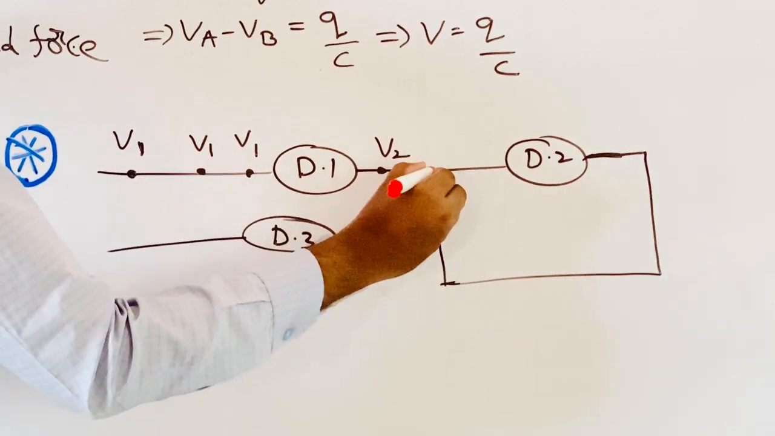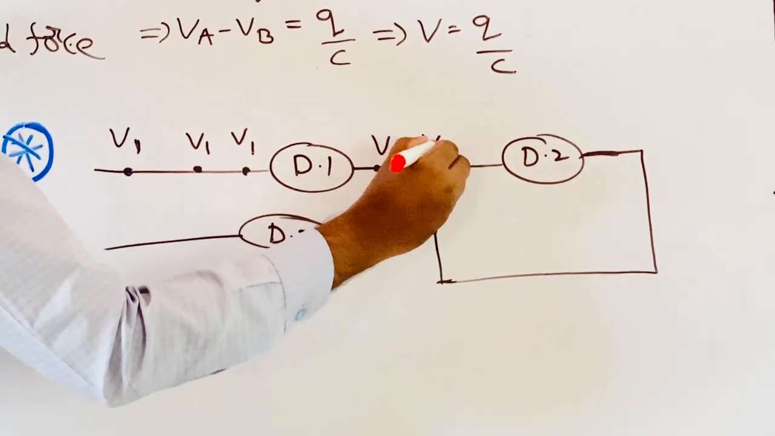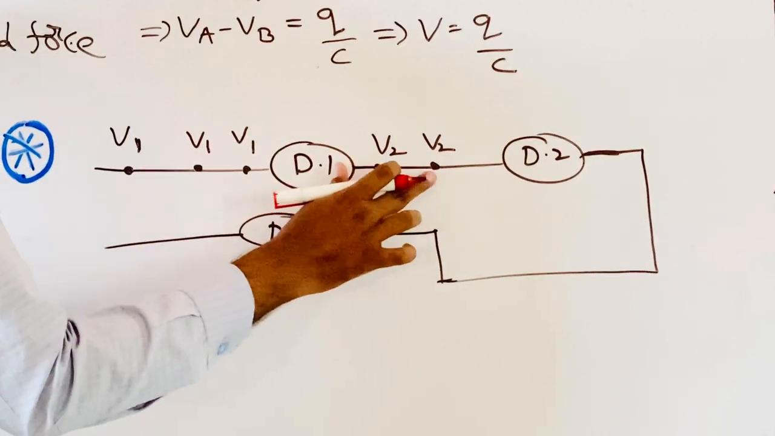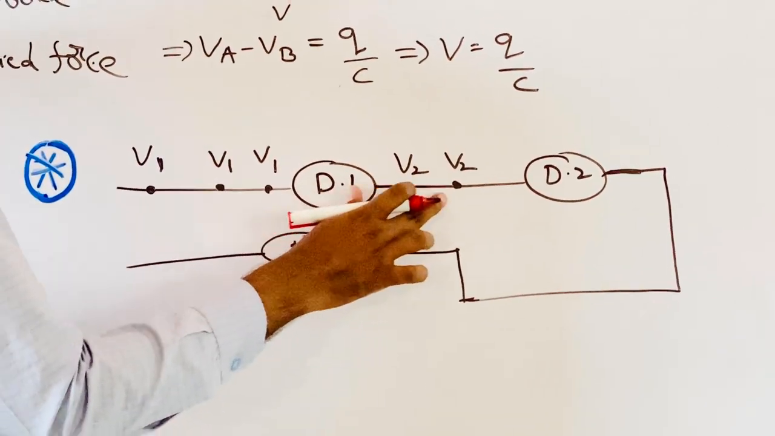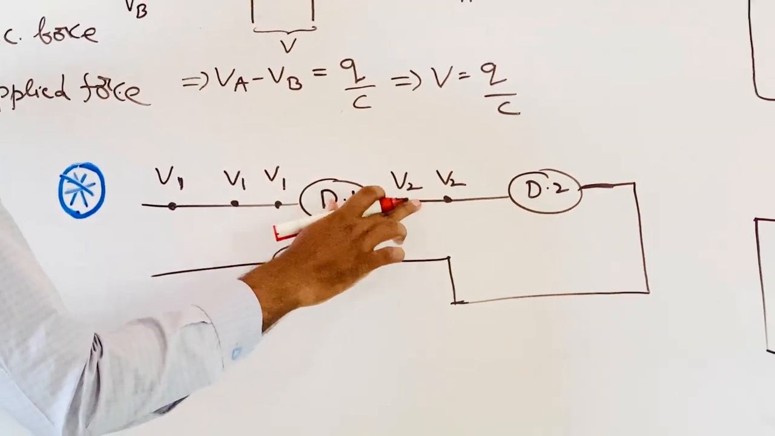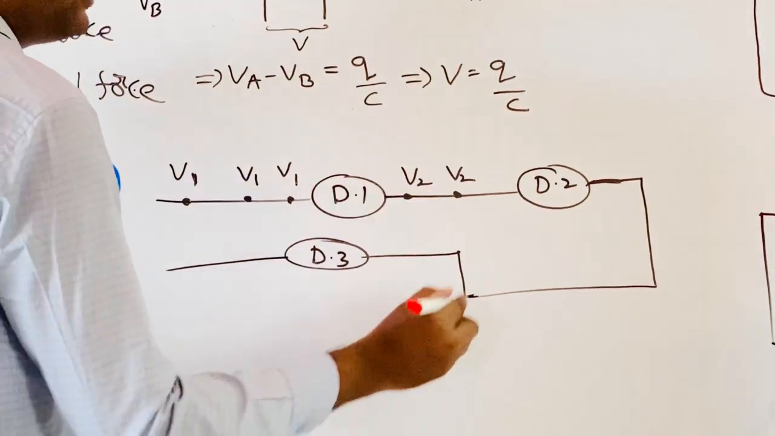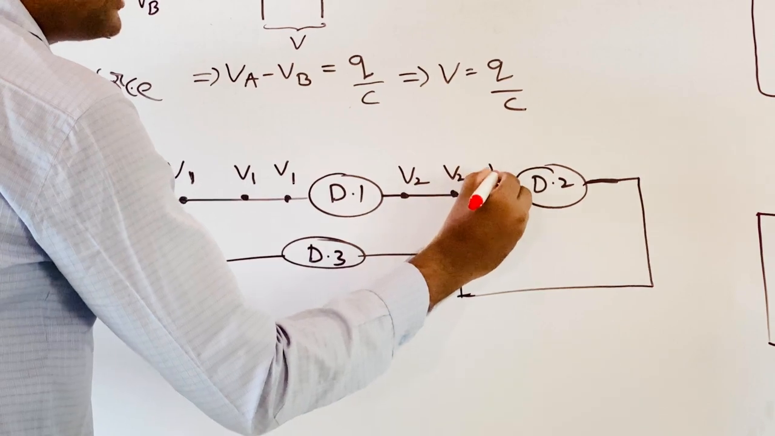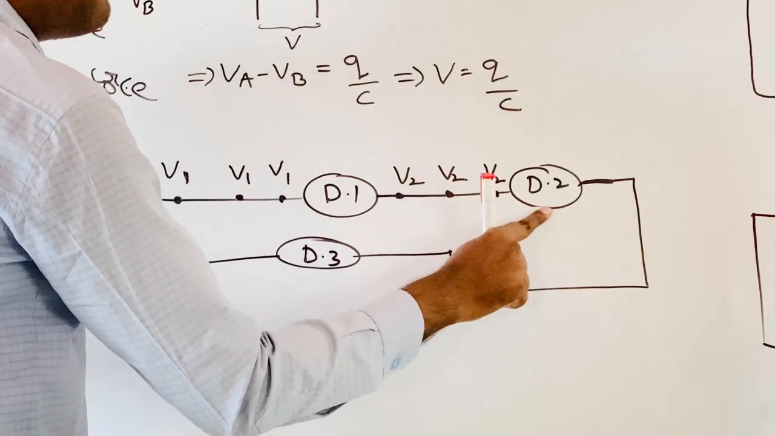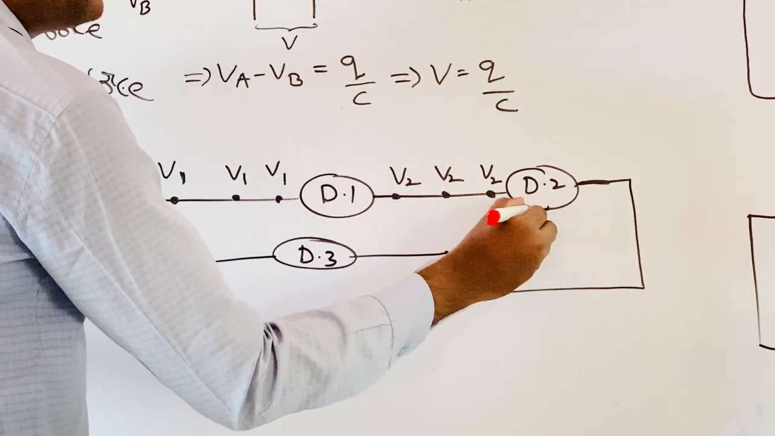Again, you can move further. Still here also, what is the potential? V2. Why? Because you are not seeing any electronic device in this part. In the absence of an electronic device, no change in potential. That's why here also V2. Up to here also, no change. Still V2. But here again, you are seeing one electronic device now.